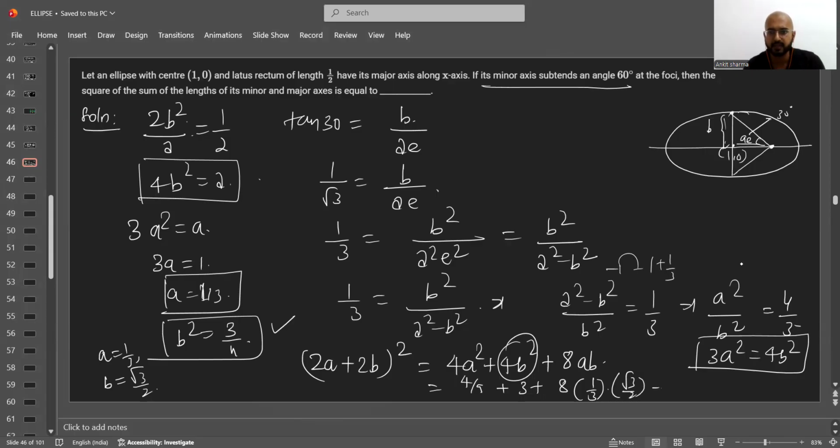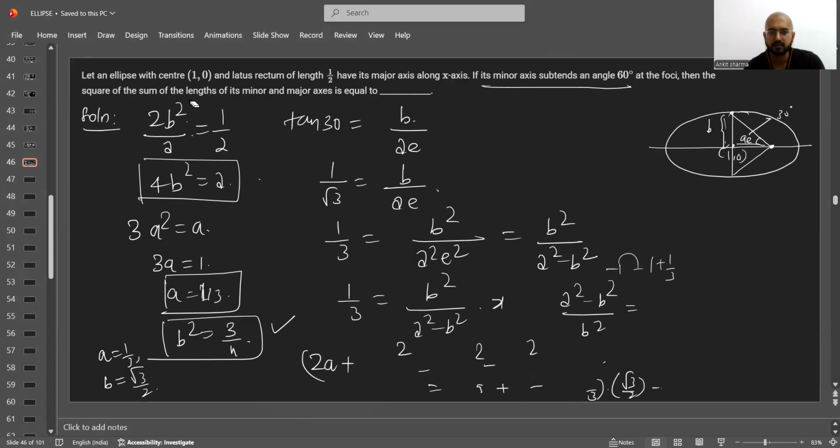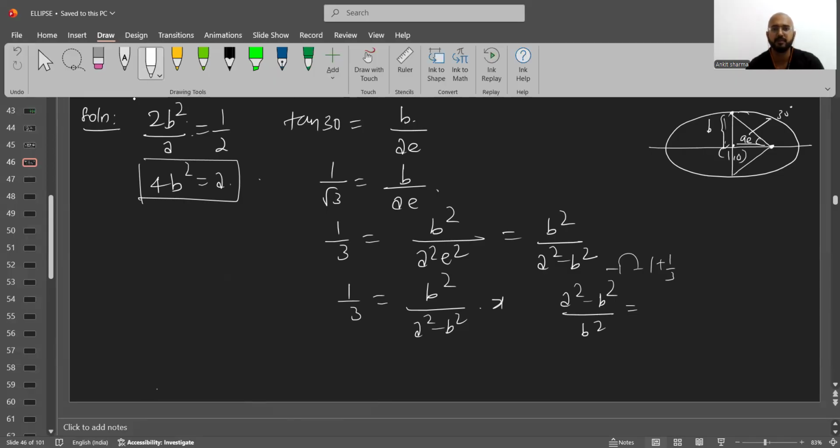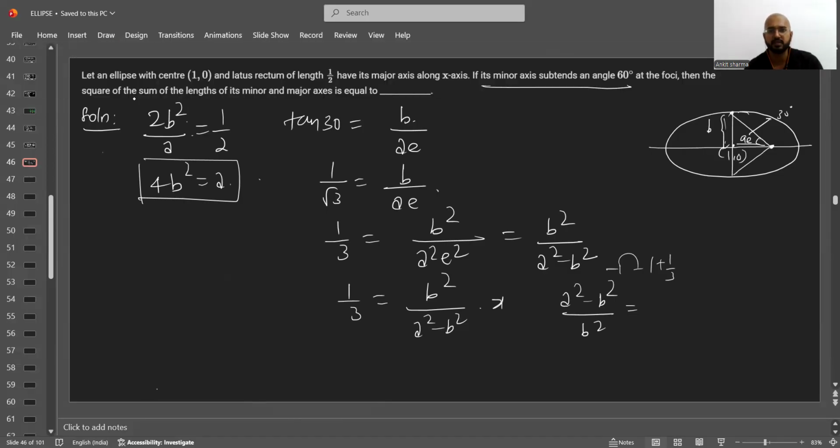there is some error here. Let's see what the error is. Yep, in this part, the entire part became incorrect. We did not take the reciprocal on the right side, basically. So A square minus B square, when I take the reciprocal, the right side also gets reciprocated. So from here I get A square is equal to 3B square plus B square. So 4B square is equal to A square.